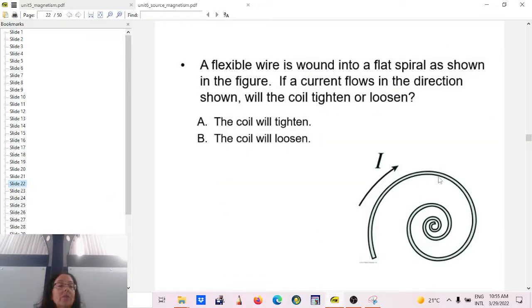Okay, let me ask you something here. So you have current flowing this way. Is it going to attract or repel? Attract, so it will tighten. Does it make sense?